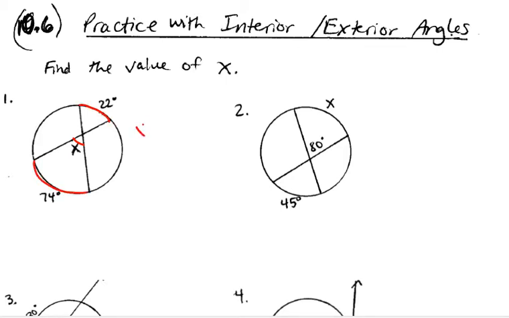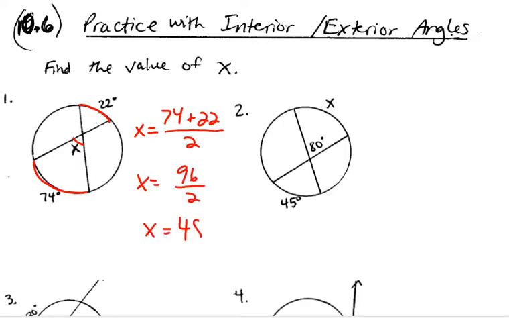So first one, very straightforward. X is equal to 74 plus 22. Those are my two arcs, divided by 2, or you could say 1/2 of 74 plus 22. And that's giving me x is 96 divided by 2 for an answer of 48 degrees.